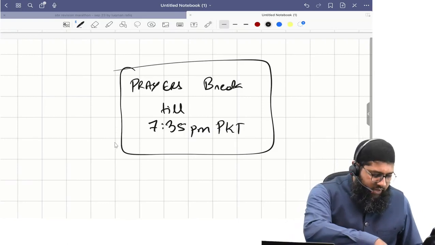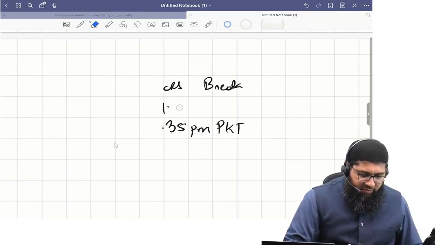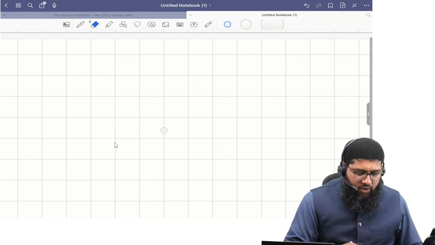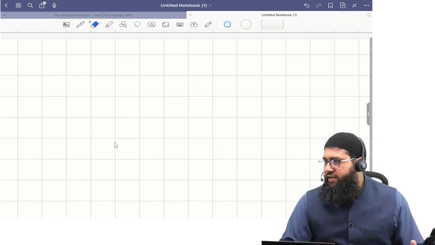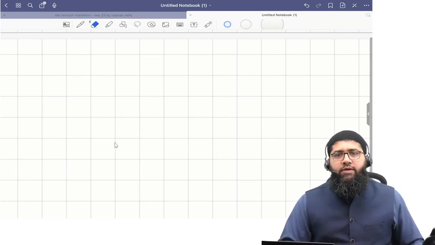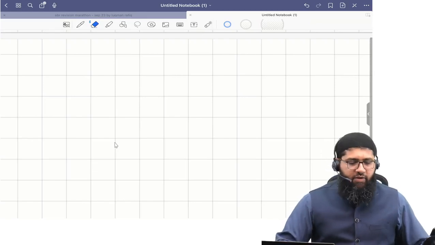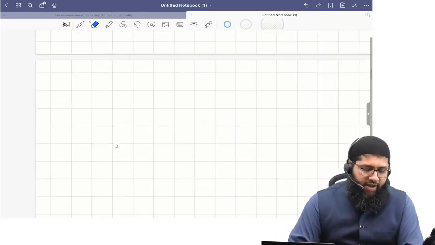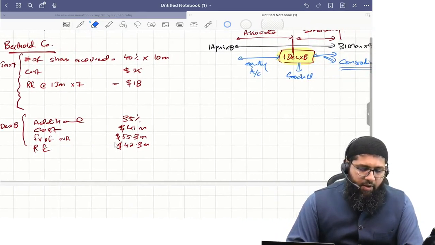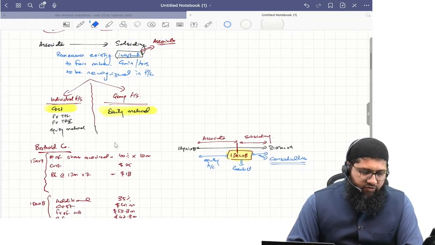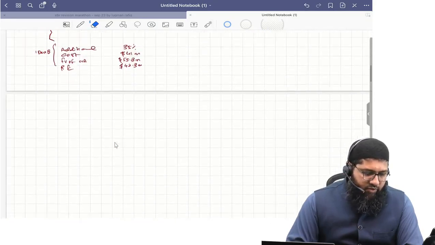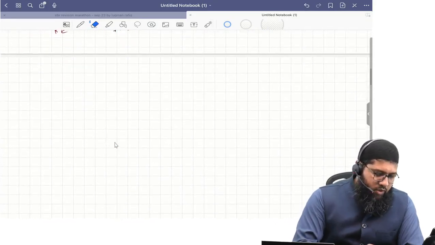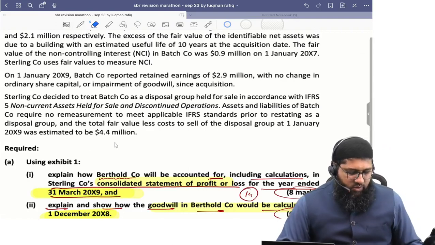Welcome back. So we are back from the prayers break, and I'm just gonna continue now and take things forward. So up till now, what have we been discussing? We have been discussing this specific scenario. The question's name is Sterling Company. We are going through the different aspects of this Sterling Company. Let's start discussing the other aspects of the question, and let's take things forward.